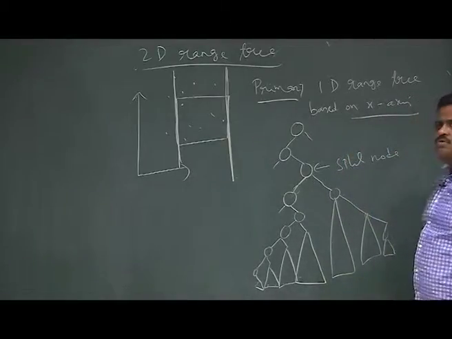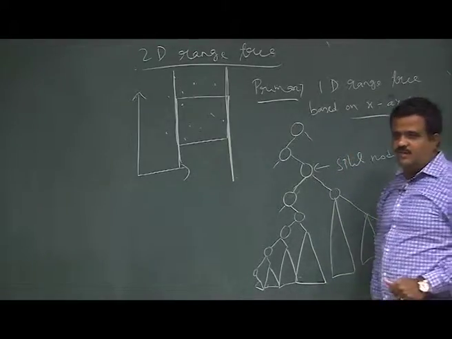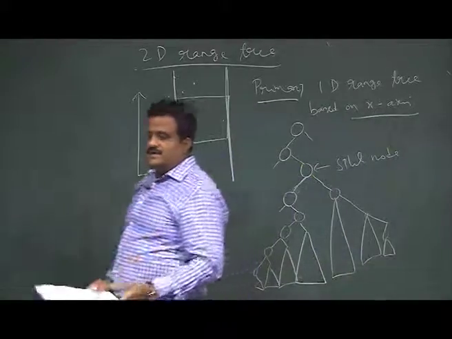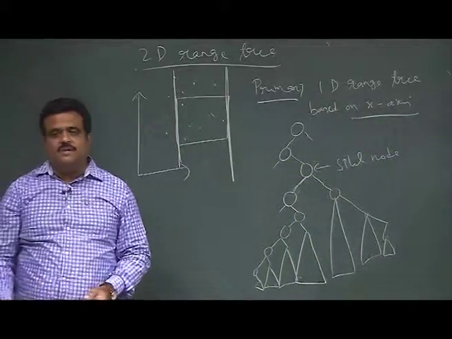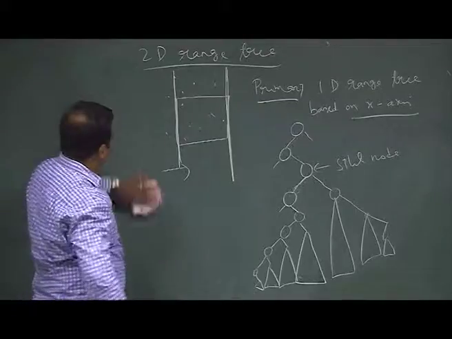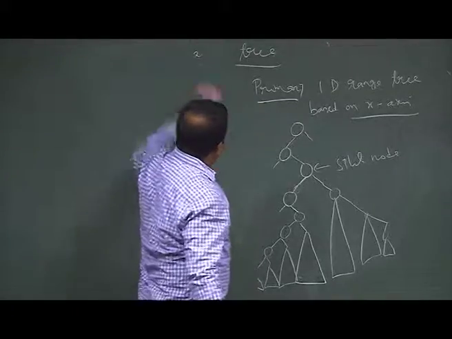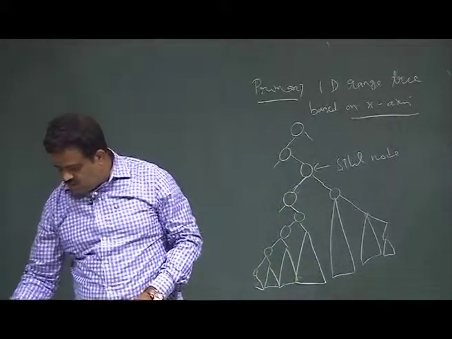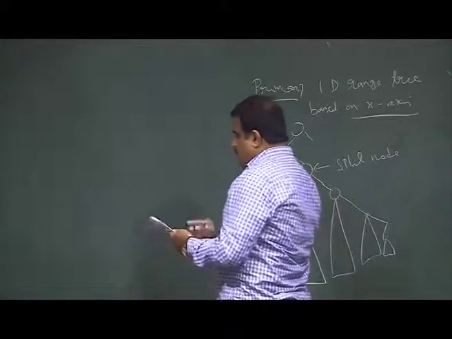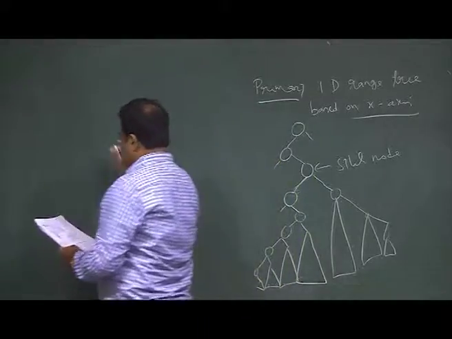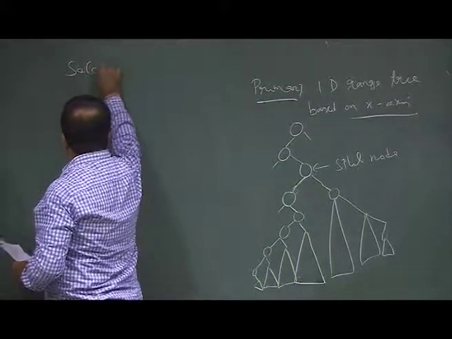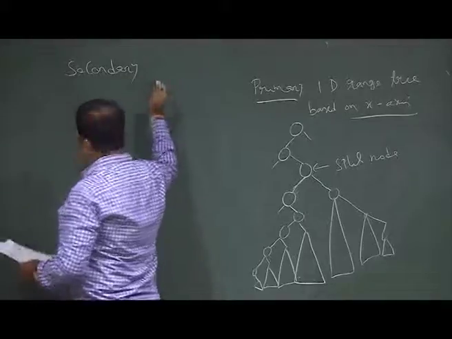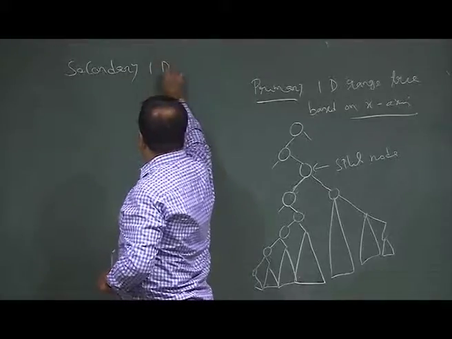Now, what we do? We have a secondary range tree. We have a secondary tree structure and we will store it based on the y axis. Another secondary 1D range tree we will store, and that will be based on the y axis.